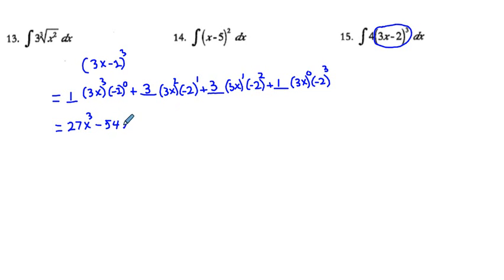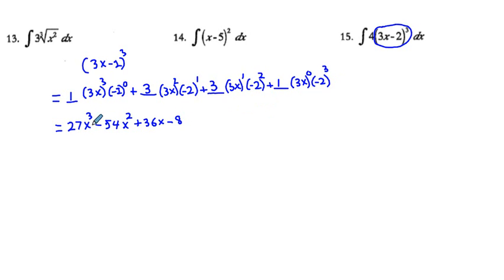And we have x squared. Okay, our next one is we're going to have 3 times 3 times negative 2 squared. So 3 times 3 is 9, and 9 times 4 is 36, and this negative is going to be made positive. So we're going to have plus 36x. And then we're going to have the last one, we're going to have x to the 0 power, and this negative 2 cubed is going to be negative 8.